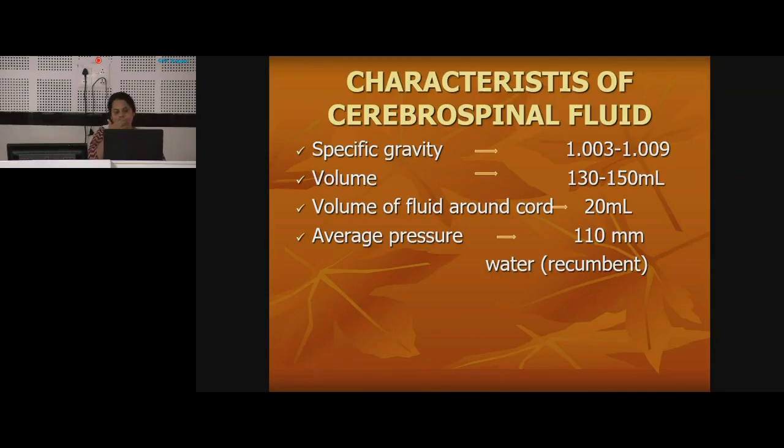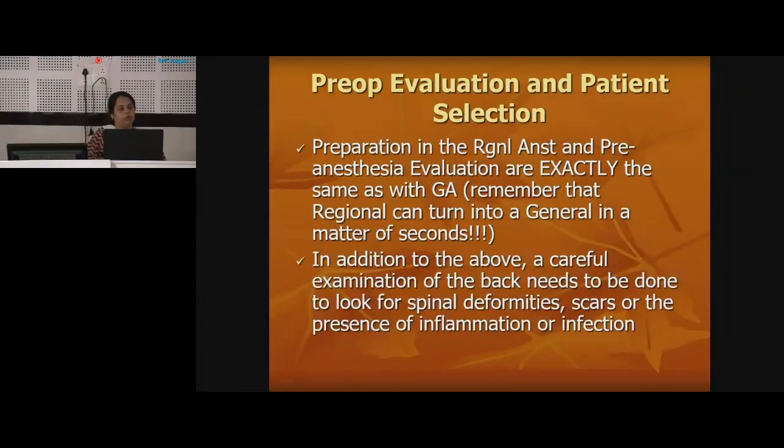Whenever we give spinal anesthesia to a patient, the pre-op evaluation, as discussed in the earlier lecture by Dr. Yogesh, is a must. Preparation in regional anesthesia and PAC are exactly the same as for general anesthesia. You have to remember that regional anesthesia can turn into general anesthesia in a matter of seconds. In addition to the above, a careful examination of the back needs to be done to look for spinal deformities, scars or the presence of inflammation or infection.